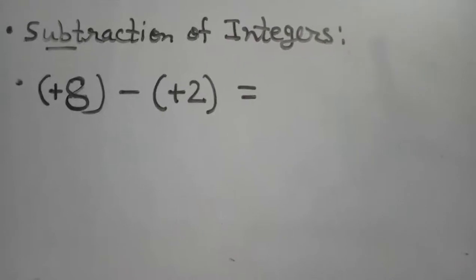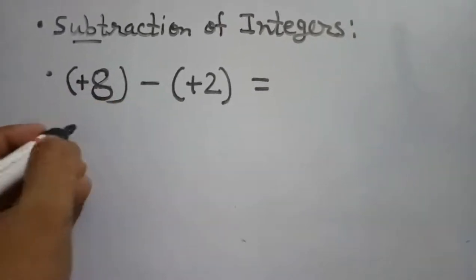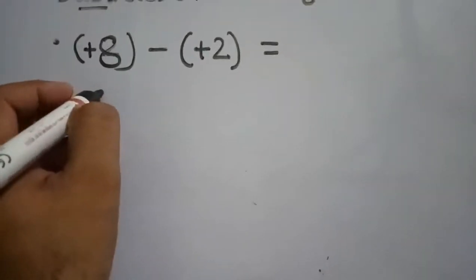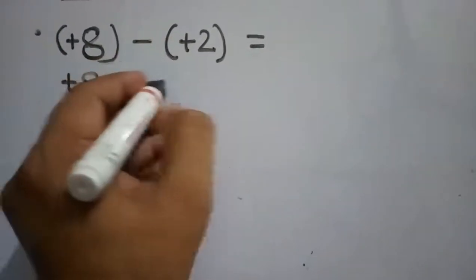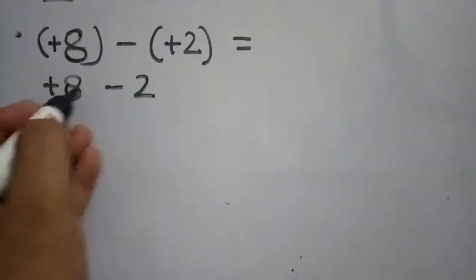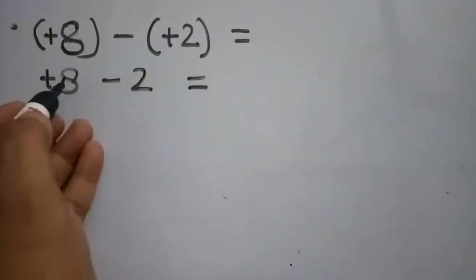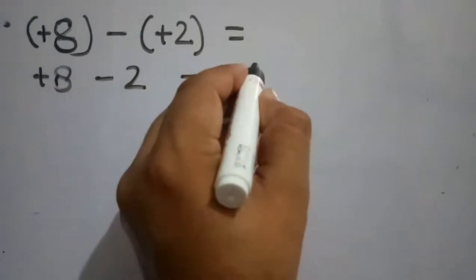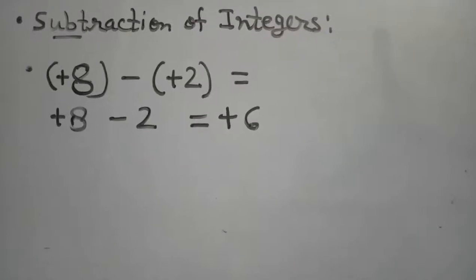Now rules of subtraction: if we subtract two positive integers, you can solve by opening the bracket. This is plus 8 and plus minus 2, and here the rule of addition applies: one positive and one negative number, there will be subtraction, put the sign of the greater number. 2 is subtracted from 8, that is 6. So students, this is the rule of subtraction of integers.